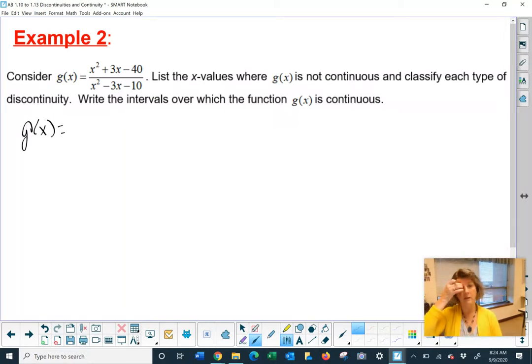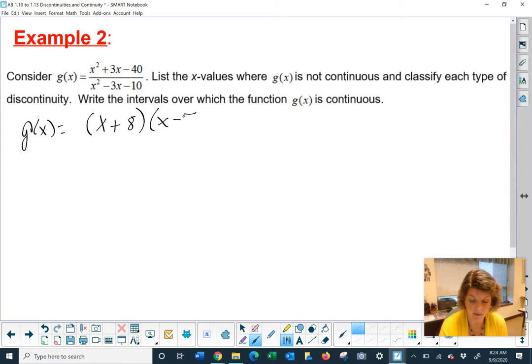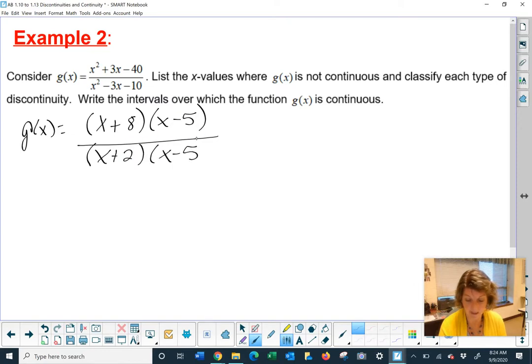To do that, let's do some factoring. For 40, 4 and 10, 5 and 8. 5 and 8 have a difference of 3. So x plus 8, x minus 5. For 10, things that multiply to 10 are 1 and 10, 2 and 5. I'm going to pick 2 and 5 because they have a difference of -3 when I write it in that format.